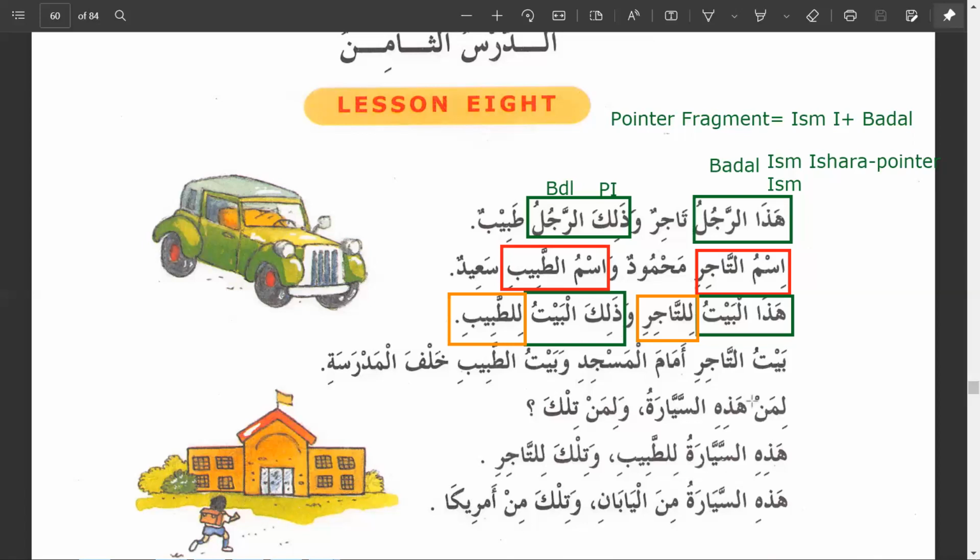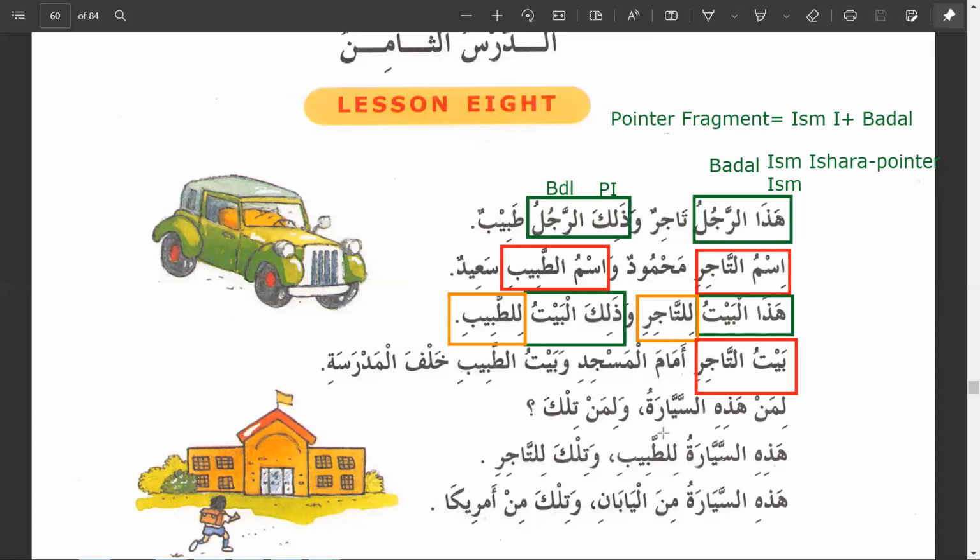So which color should I choose over here? Which fragment is this one? Would it be the orange? Orange is for harf jar and ism majrur. Then if it's not the orange, it would be idafa. Yes, it is idafa. Because baitu is light, remember, baitu is light without al, and it is being followed by ism majroor. So, baitu tajari is an idafa.